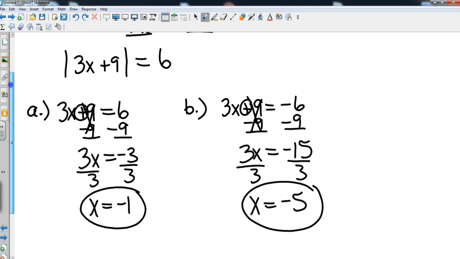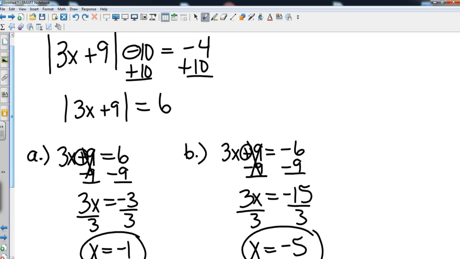So again, be careful. It might be set up to a negative. However, bringing that 10 over made it a positive 6, and then we could work through it. So that is Chapter 1, Section 6, Solving Absolute Value Equations.